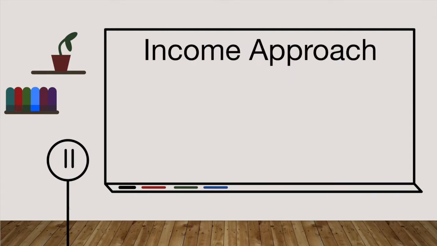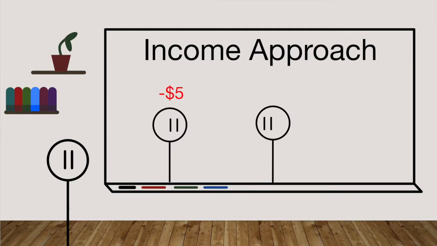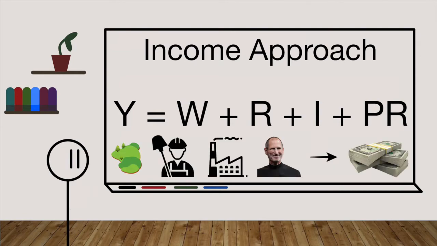Another approach is the income approach, which is basically the same as GDP, but instead of calculating all the spending, you're basically calculating all the income. Because one person's spending is another person's income, this makes sense. The equation for the income approach is Y equals W plus R plus I plus PR. All these 4 variables represent the income earned from the factors of production.